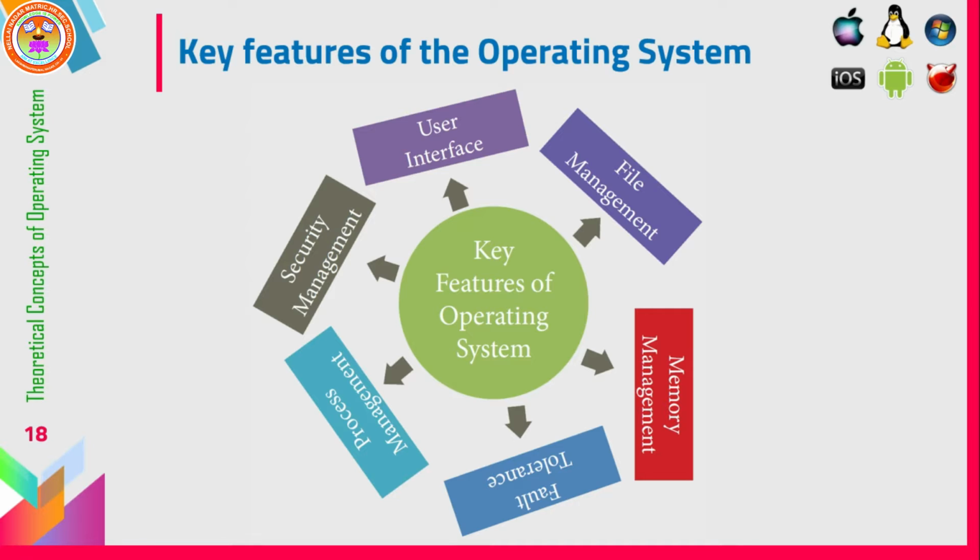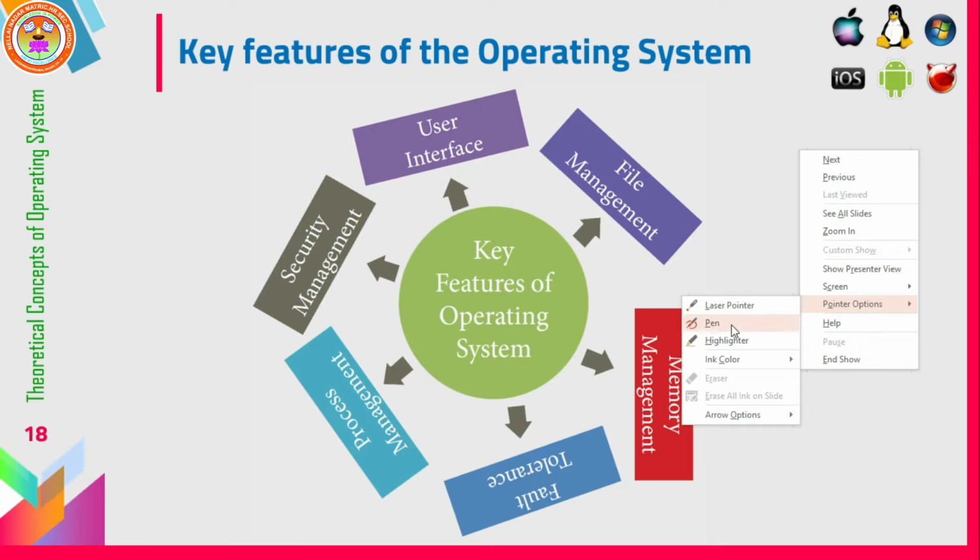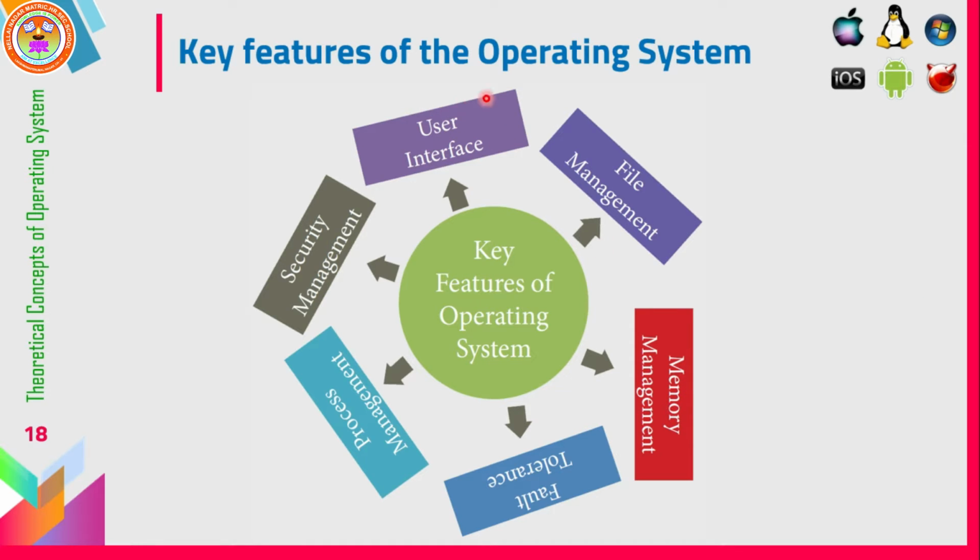We have different types of features in an operating system. Number 1 is the user interface. Number 2 is file management. Number 3 is memory management. Number 4 is fault tolerance. Number 5 is process management. And finally, security management. So these are the different types of features present inside the operating system. We'll see them one by one.